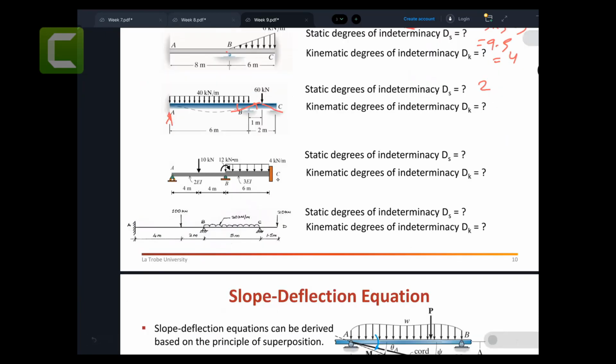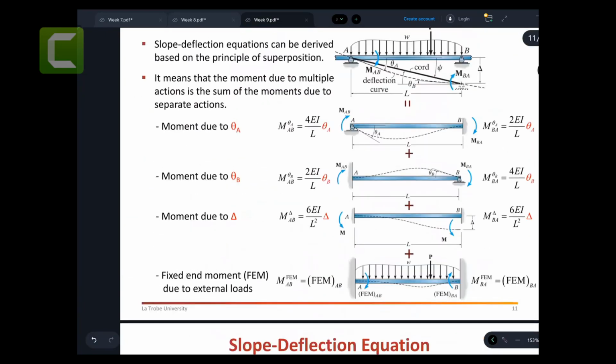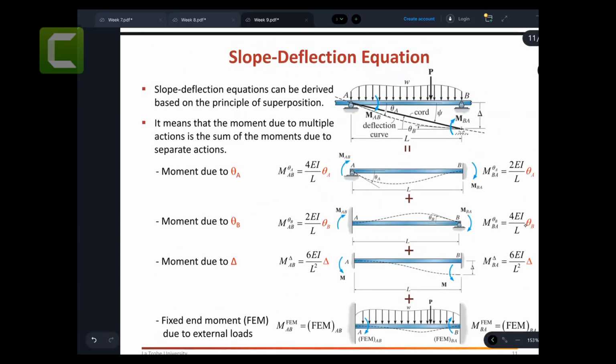Similarly here, I think it looks like this one as well. So I think you can do all of these by yourself. There is nothing more, but I hope you understand this. All right, so that's all good. Now you understand the static equilibrium equations and kinematic degrees of indeterminacy, all are clear for you. There is nothing super complicated, and you understand the meaning of that as well.